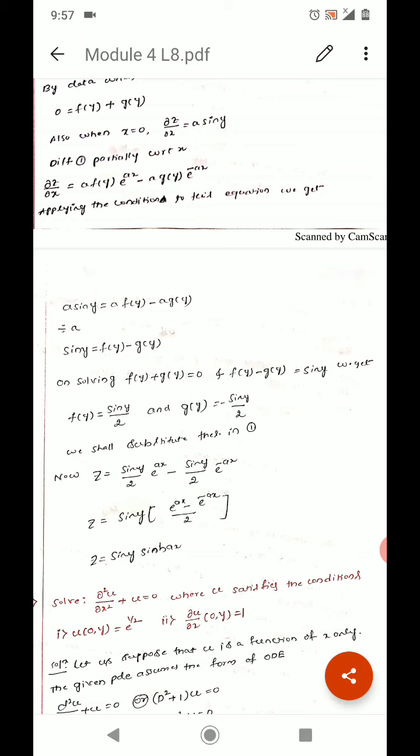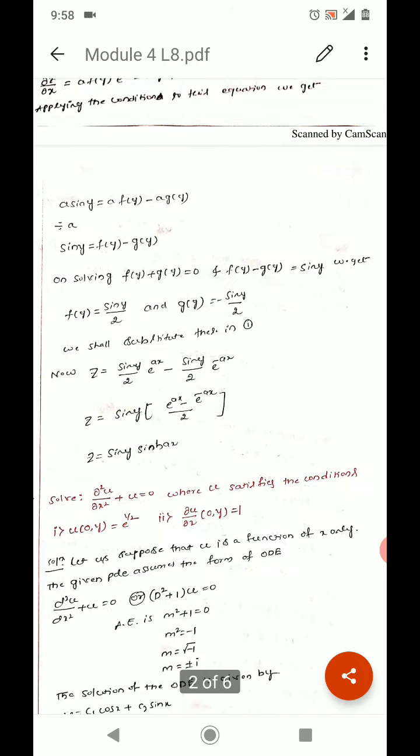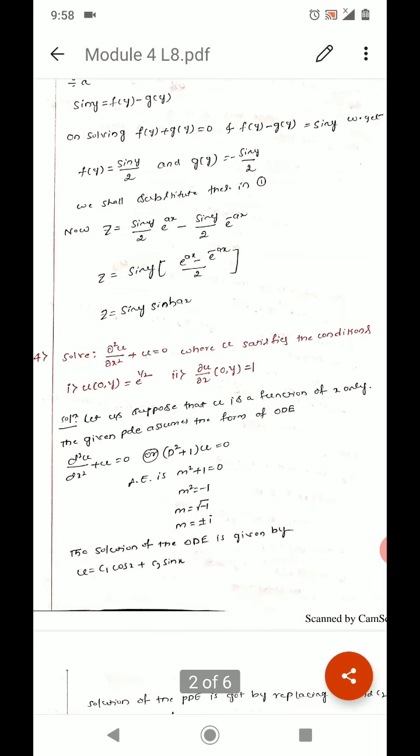Now substitute these values in equation 1. z becomes sin y by 2 into e power ax minus sin y by 2 into e power minus ax. Here sin y is a common factor, keep it outside. That becomes sin y of e power ax minus e power minus ax divided by 2. Again here e power ax minus e power minus ax divided by 2 can be written as sin hax. Therefore z is equal to sin y into sin hax is the solution.